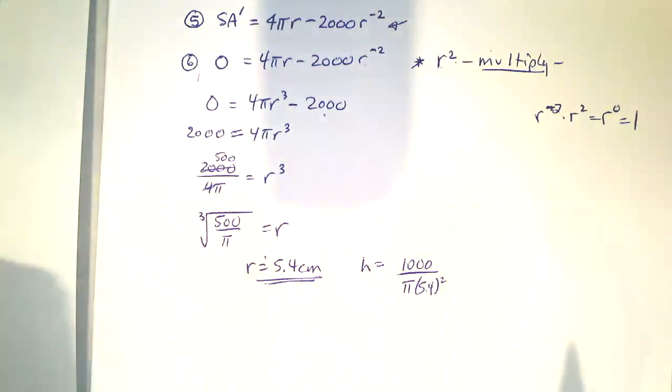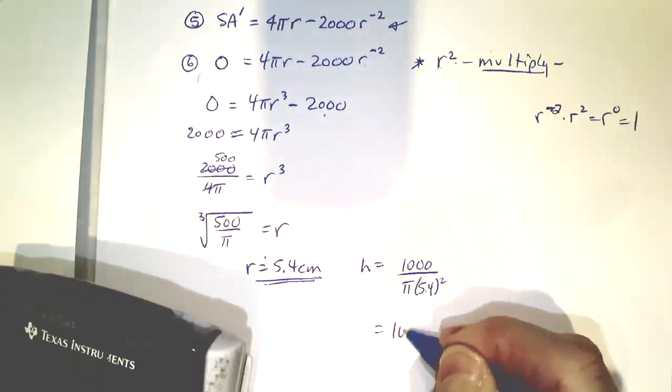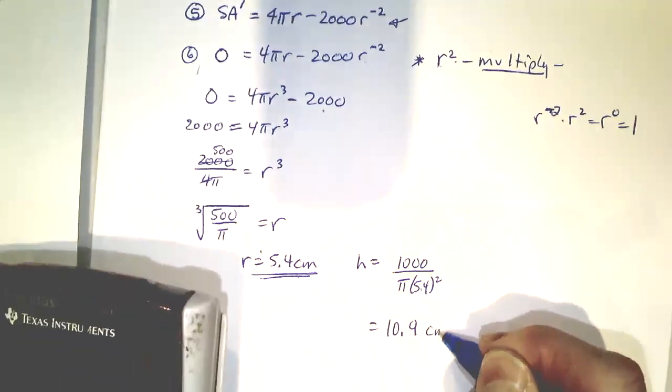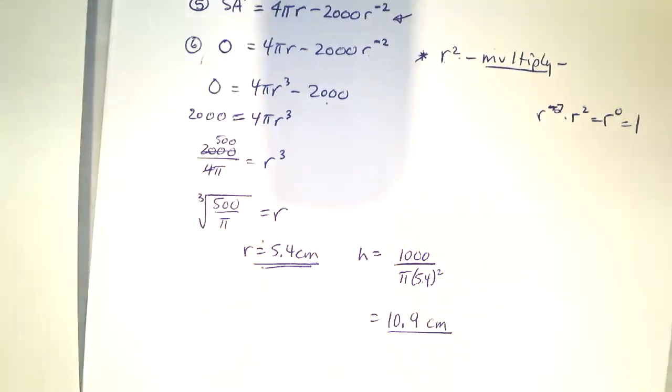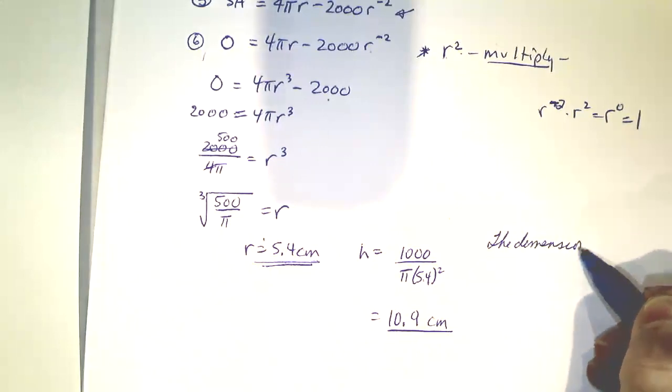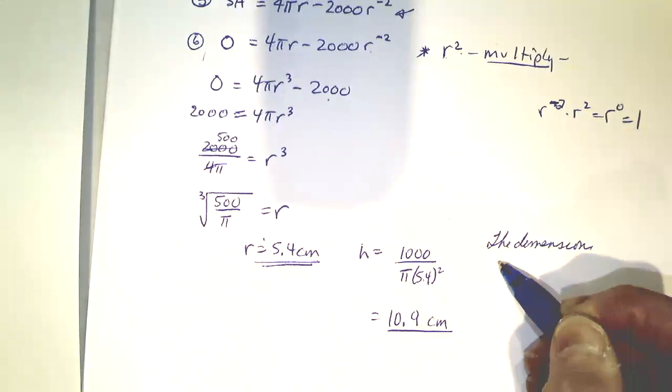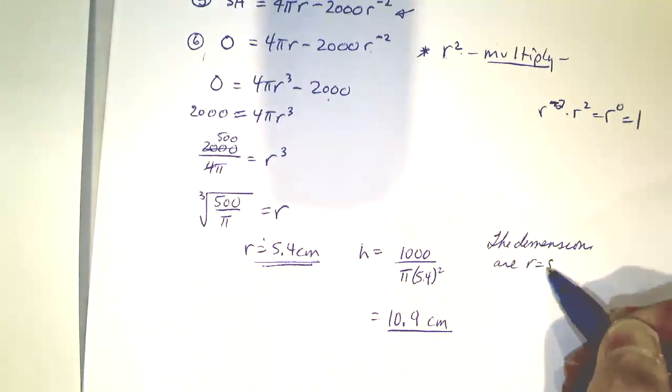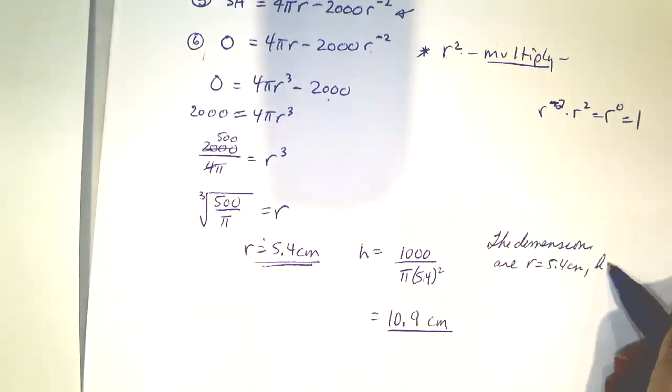And I get 10.9 centimeters. And so that's really the answer to the question. The dimensions are r equals 5.4 centimeters, h equals 10.9 centimeters.